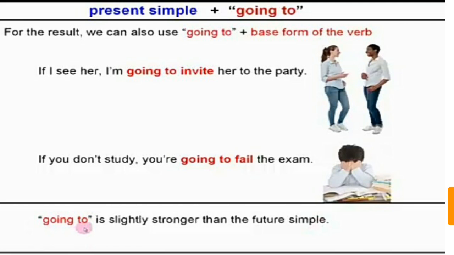Now, going to is slightly stronger than the future simple. So in this structure, going to is slightly stronger because here we are emphasizing the results. We are concentrating more on the results. Therefore, using going to describes a strong intention or plan for the future. So we are more sure or more decided with the phrase going to in first conditional sentences.